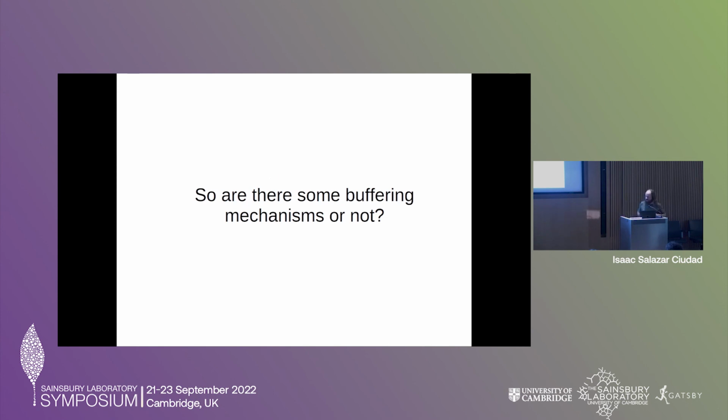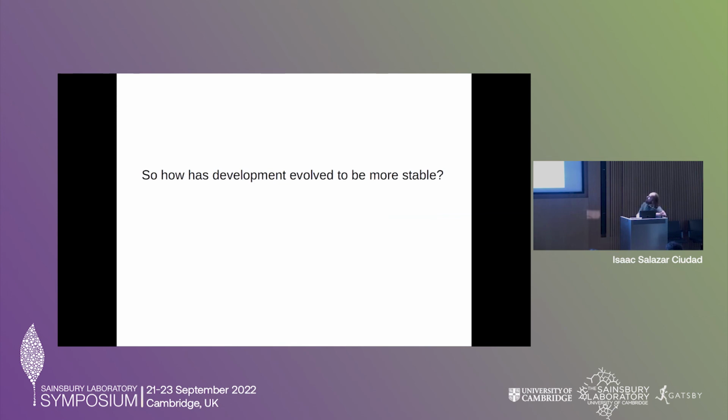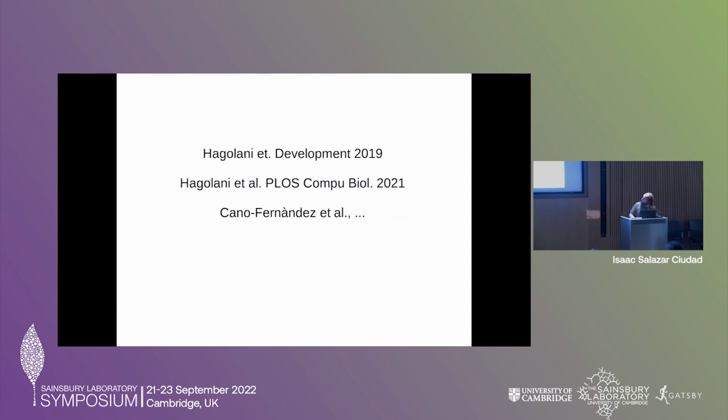So how should this buffering mechanism be? We are working on that. How development evolved to be more stable is a story for another day. I will just tell you that we are working on that. Some of the results we found are things that people have been proposing. So these buffering mechanisms are not necessarily very fancy. It's just some interactions in development whose function is not so much to make development proceed to construct the body, but to make this construction more robust. We're working on that, so next time I can tell you something more interesting.